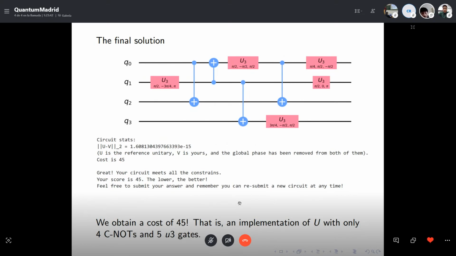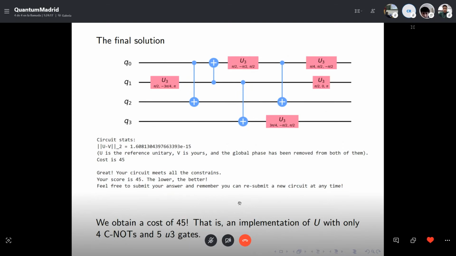Checking the error and the cost, we have a near zero error and a cost of 45. A cost of 45 is an implementation of the unitary using only 4 control nodes and 5 U3 gates. That is a very good solution because we start with a circuit that has a very big size.